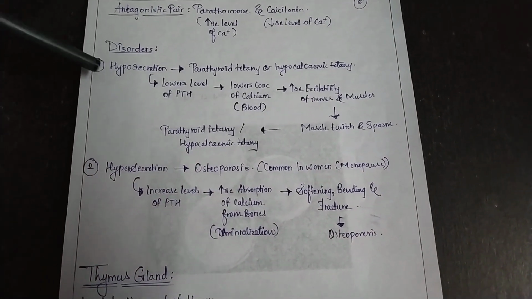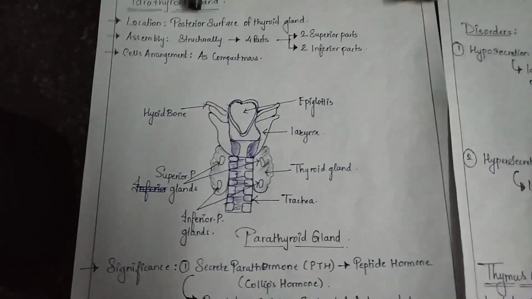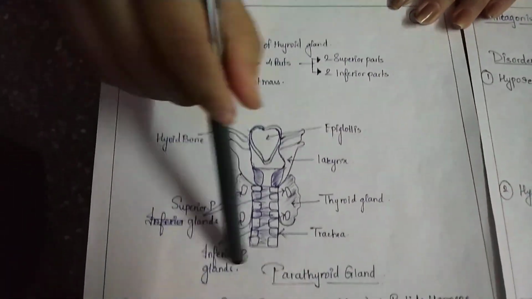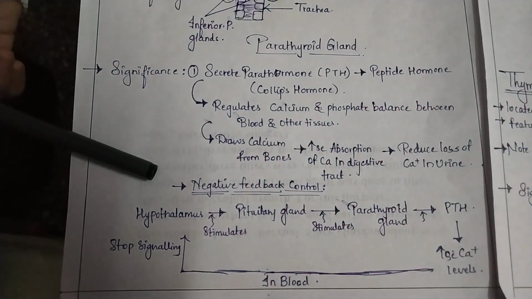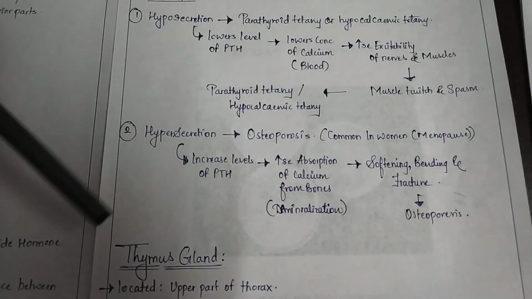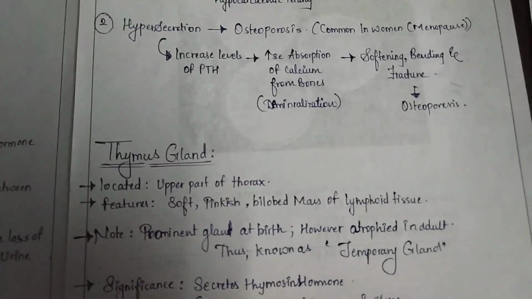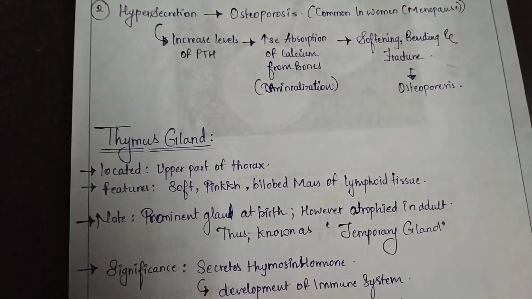I'll show you all again. See, we have dealt with the introduction, the diagram, the significance, the negative feedback control, that is how it has been regulated, and the disorders of the entire parathyroid hormone. Okay. Now the next part that we'll be dealing with is thymus, the second gland.